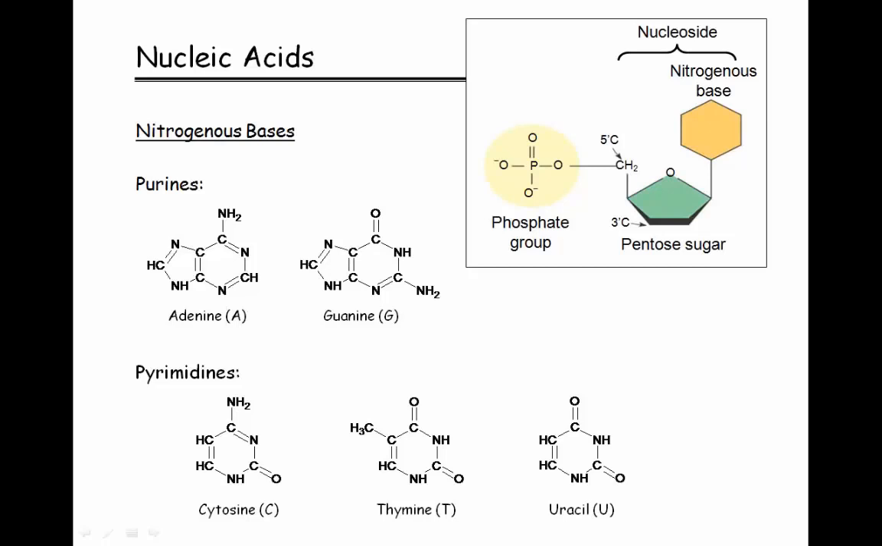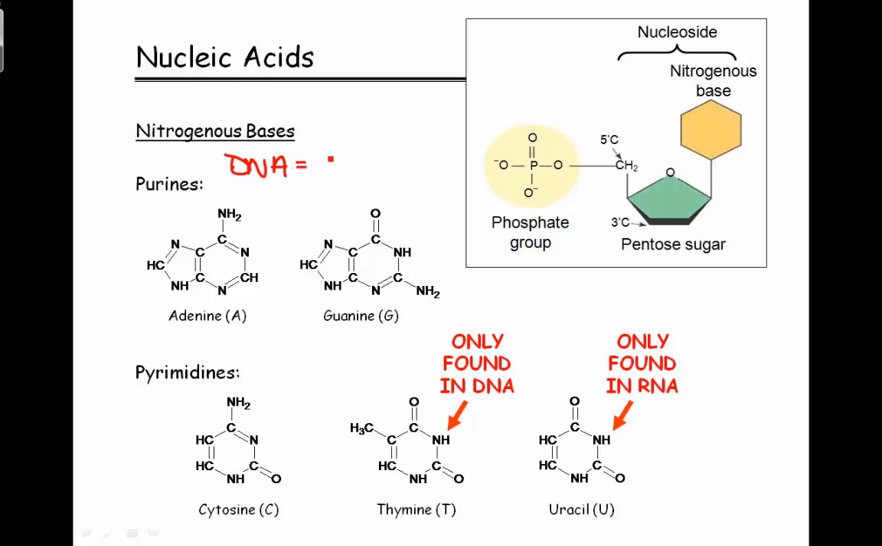Now, any one of these five bases could be in that nitrogenous base position of the nucleotide. However, there is a little bit of a difference when we're talking about DNA versus RNA. This difference comes in the thymine and the uracil. Thymine is only found in DNA, and uracil is only found in RNA. So what that means is that if we're looking at DNA, the possible bases that you can find there would be A, T, C, or G. If we're talking about RNA, our possible bases would be A, U, C, and G. So we have four possibilities for both RNA and DNA, and we want to know what the difference is in the bases that you could find in them.